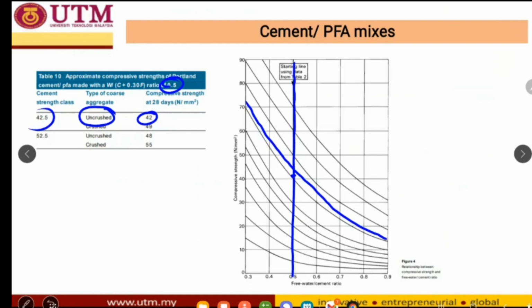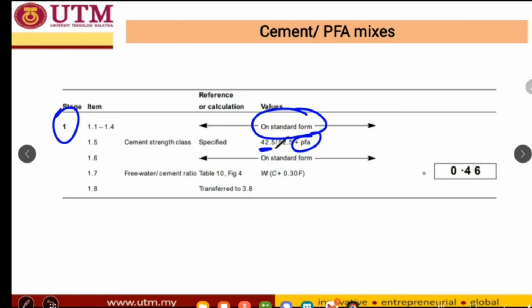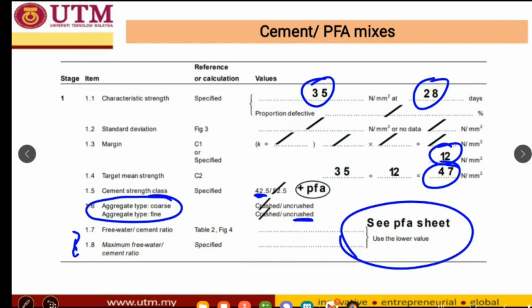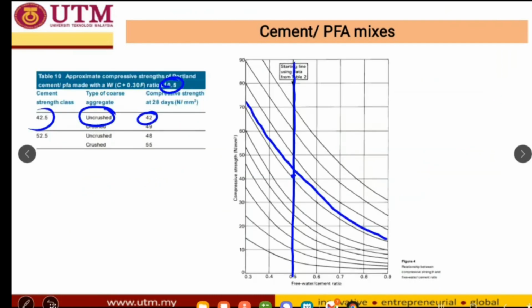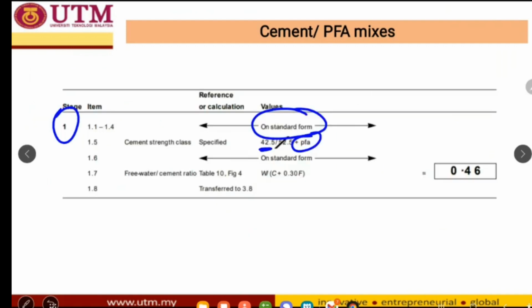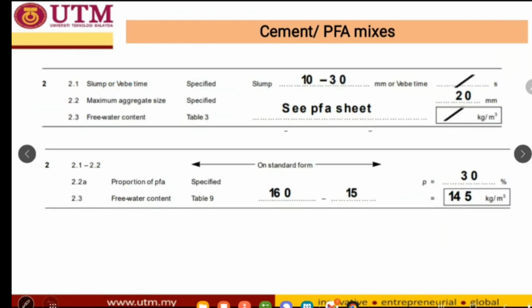Okay, so the targeted strength, if you look at here, targeted strength is 47. So for 47, we draw a line, and then we meet the line over here. It is somewhere around here. So we can use the water cement ratio of 0.46. Okay, so once we have completed stage 1, we move on to stage 2.